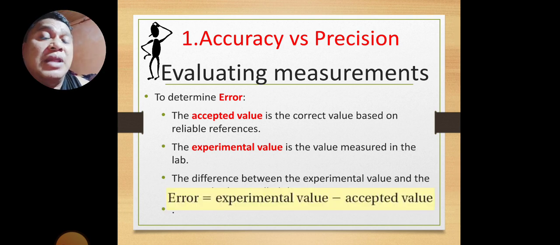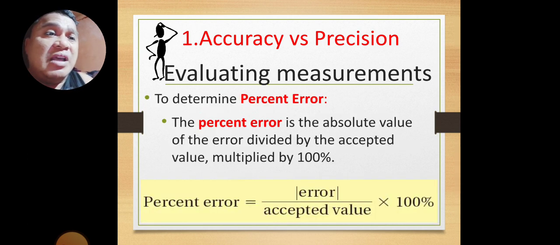And having that formula, yes, that's an error. Experimental value minus accepted value, so that you will know how much of your error. And when it comes to percentage error, it's simply the absolute value of the error divided by the accepted value, multiplied by 100%.